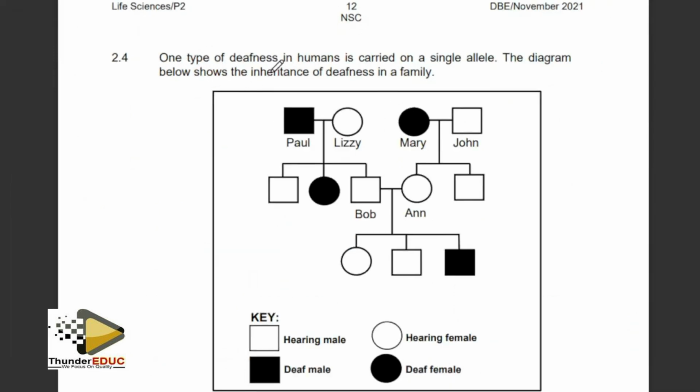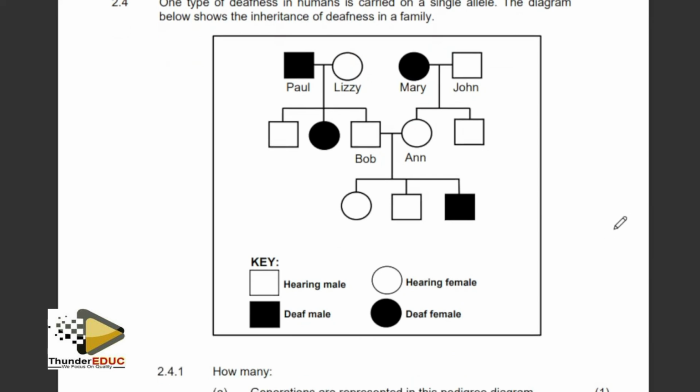Let me show you here. One of the deafness in humans is carried on a single allele. The diagram below shows... They are not talking about sex-linked. However much they talk about Paul, and you know that Paul is a boy, Liz is a girl, Mary is a girl, John is a boy, please don't use X and Y. If they don't mention sex-linked, don't use X and Y. If they mention sex-linked, then you talk about X and Y.